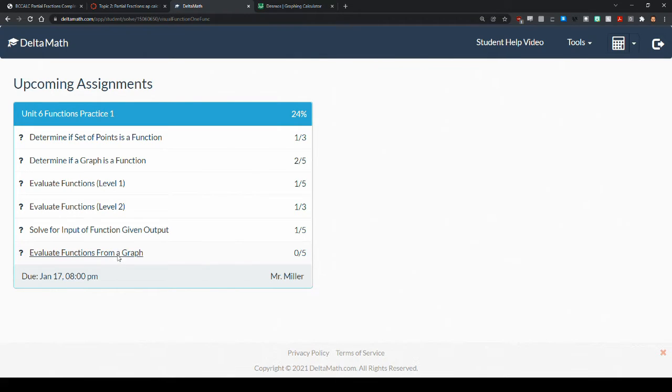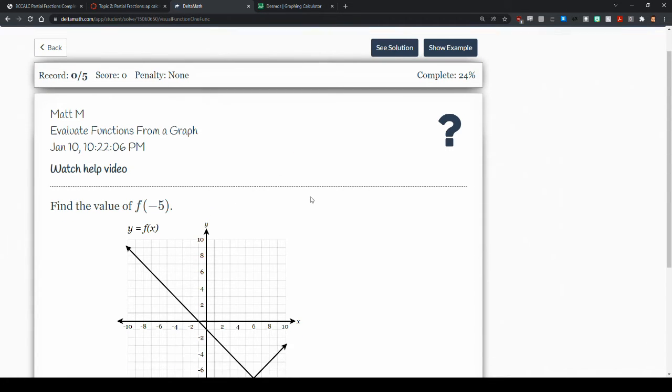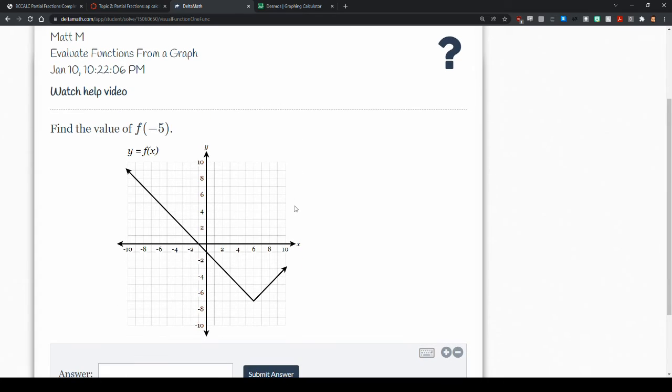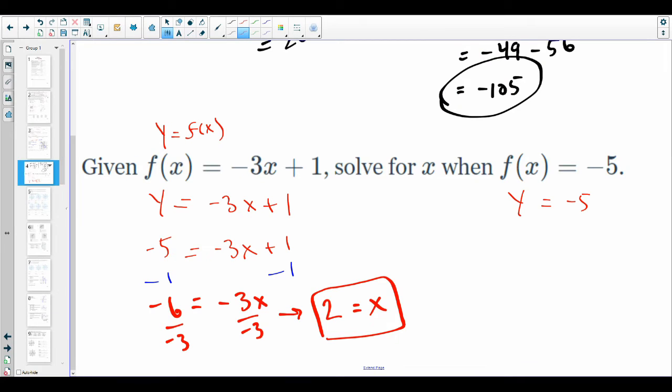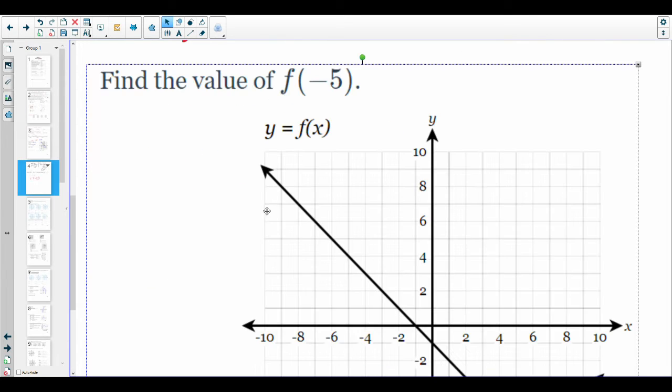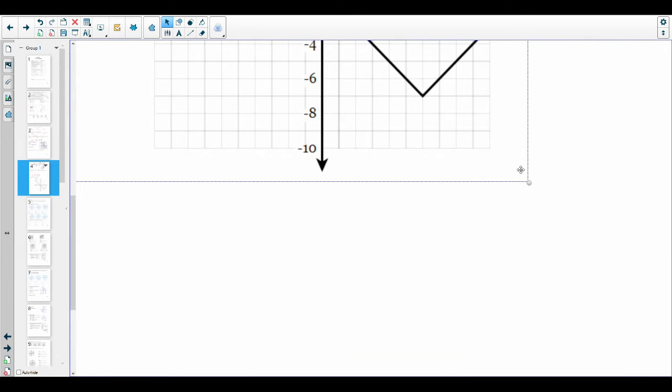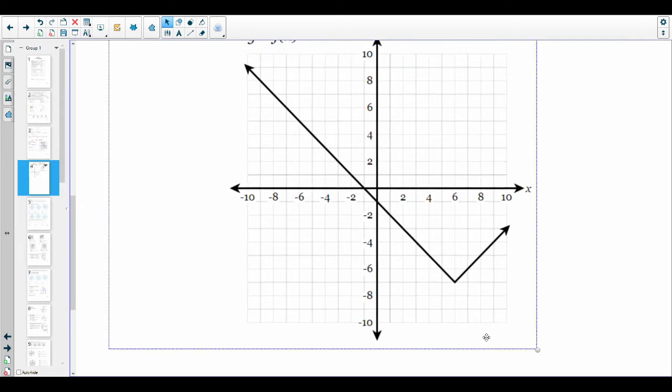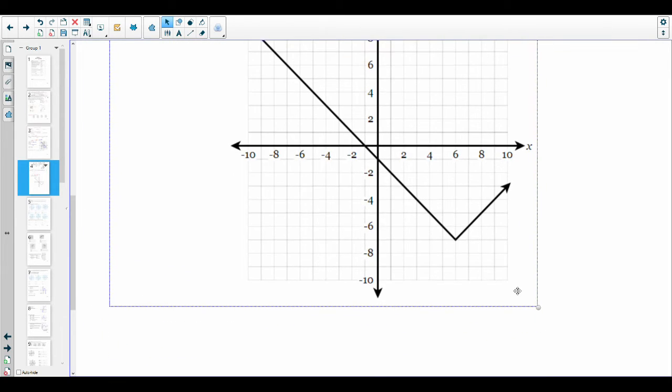Okay, una más. Evaluate functions from a graph. So here, we're looking at a graph, and I want to know what is f of negative 5. Again, I'm going to pop this over to Smart Notes so I can do some drawing. There we go. f of negative 5.